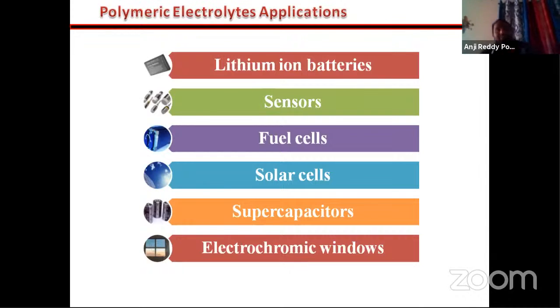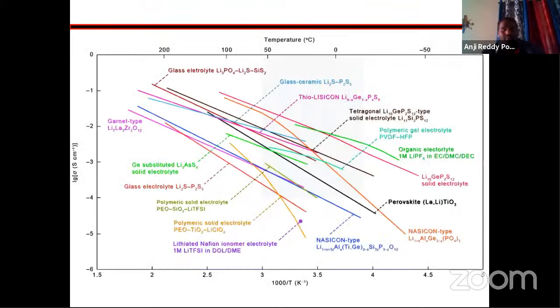Here, these are the applications of polymer electrolytes. We can use polymer electrolytes in all these applications, from lithium-ion batteries to electrochromic windows. And the literature review, I am not going to focus on much. This graph represents the conductivity values of all the materials with respect to temperature, from glass electrolytes to polymer electrolytes.